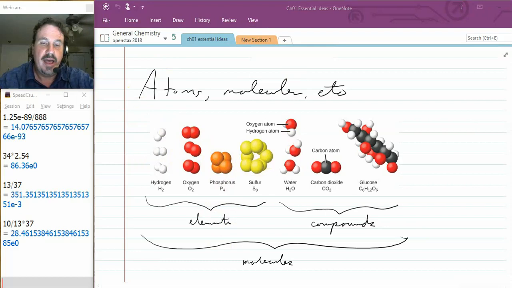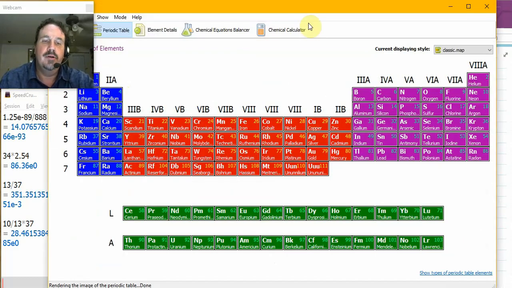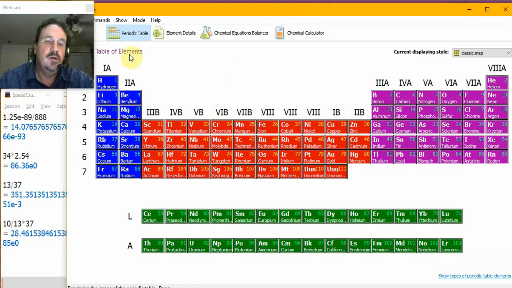And of course, all of the elements that are out there are shown on a periodic table, such as this one here, where you've got hydrogen, lithium, beryllium. Over here are carbon and nitrogen, and we'll be doing a whole lot more of that. But that's why this is called the periodic table of the elements.